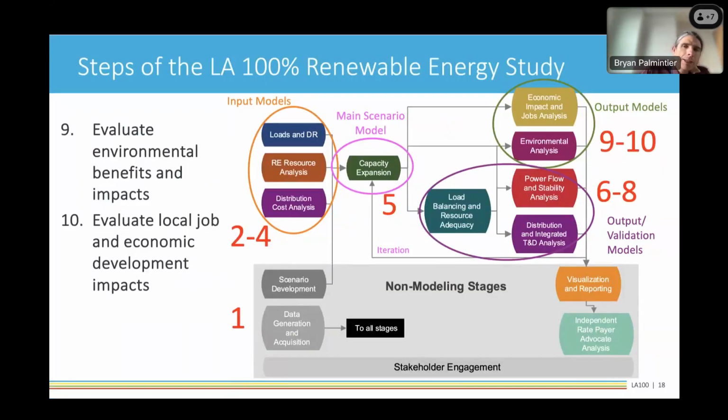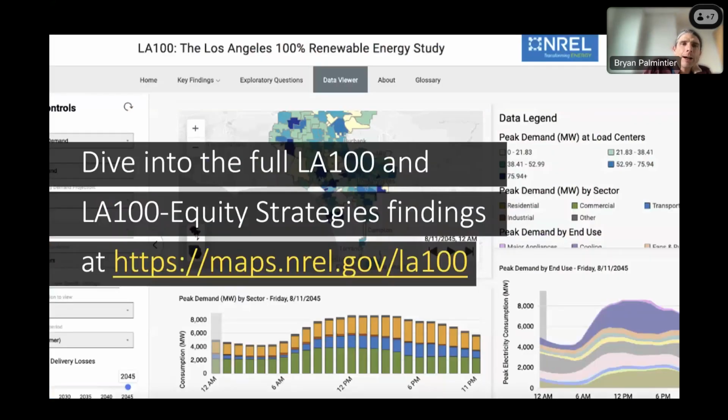Just for completeness on the project here, I mentioned a number of these environmental, job, and economic type impacts. Those were then done as the post-processing after all the other steps. And if you want to dig in more on LA100, then here's the link to look about it.